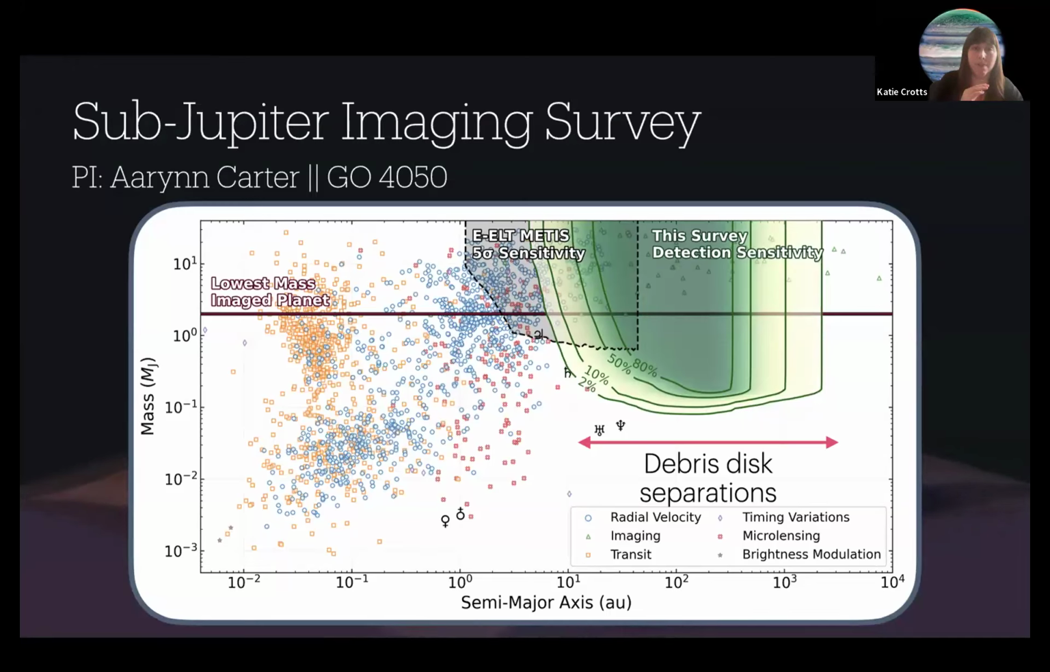I'm showing here the detection sensitivity for this particular survey. And again, you can see that we're really pushing below the lowest mass imaged planet to date and getting into that sub-Jupiter mass regime. And the separations that we're sensitive to are the same kind of separations at which we are detecting debris disks.